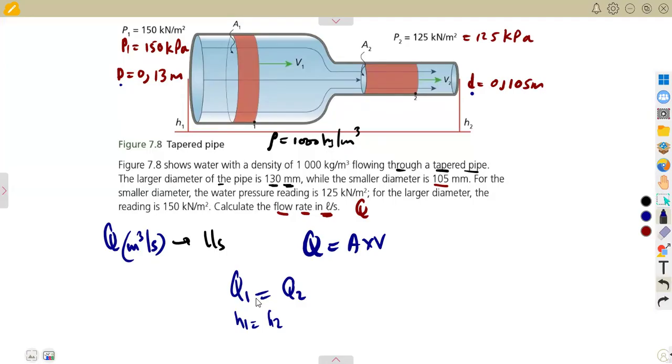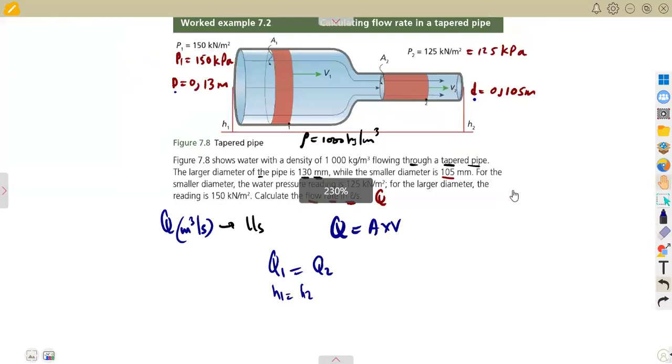So that means we have to calculate V, either V1 or V2. We need to calculate either V1 or V2, because once we have V1, we can calculate the flow rate. If we have V2, we can also calculate the flow rate. All right. But now we are stuck. We do not have anything to use.